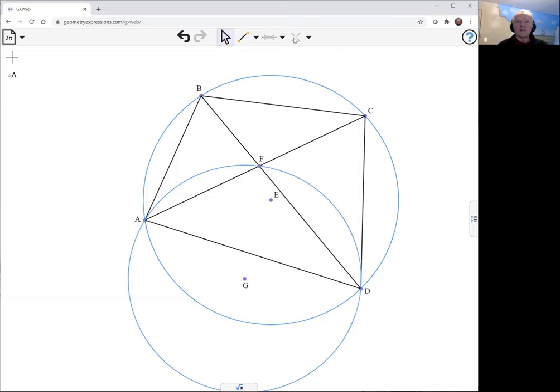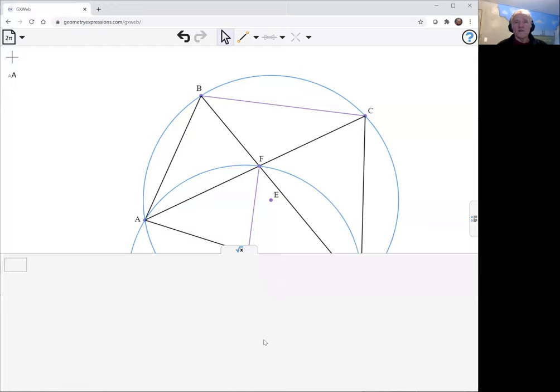Now, the theorem says that the line between the center of that circle and the intersection of the diagonals is perpendicular to BC. Let me just change the color of those. I can do that with a long press. So these two lines, the theorem says, are perpendicular.